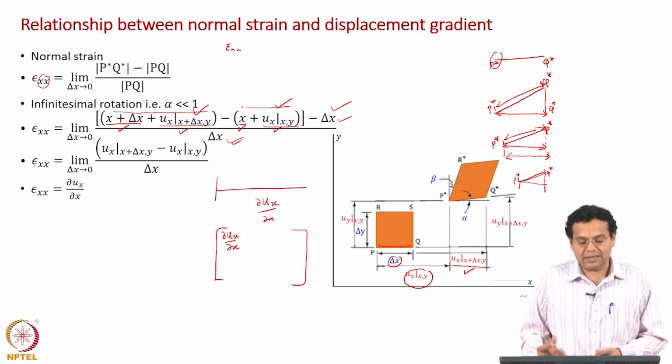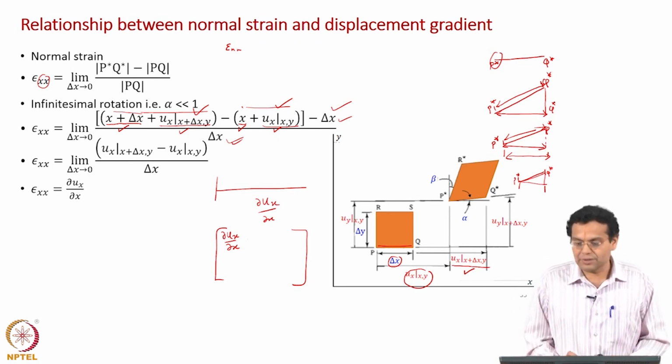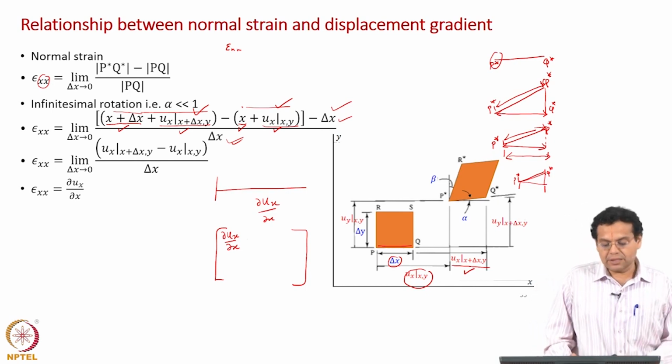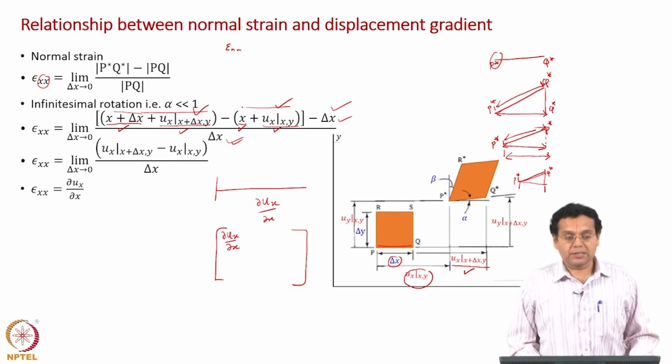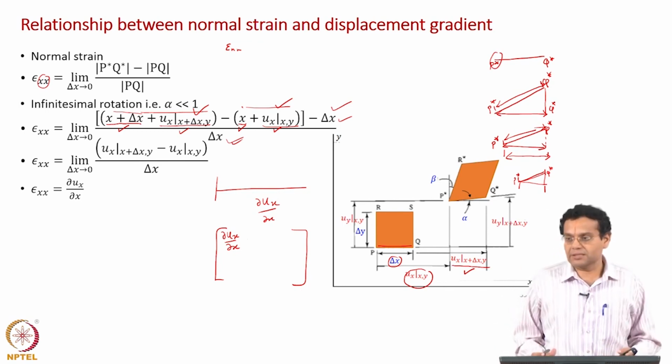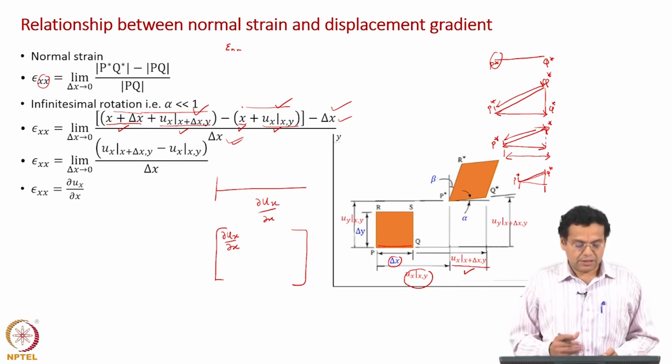If this is clear, then we can go ahead with other things quickly. Okay. So, epsilon xx is equal to dou ux by dou x. So, now whenever you look at dou ux by dou x, immediately what should come to your mind is normal strain. Okay. Different representation itself, different viewpoint.